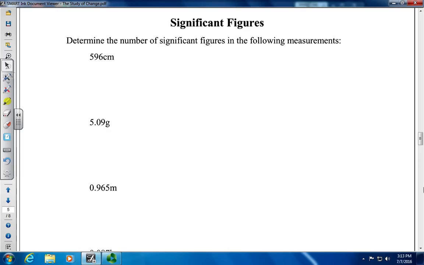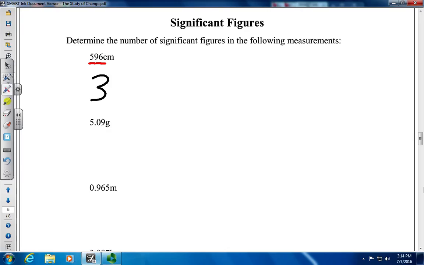So let's look at some of our examples. Here we're trying to determine the number of significant figures in the following measurements. So the first one, we have a 5, 9, and 6. They're all non-zero numbers. So it's 3 significant figures.